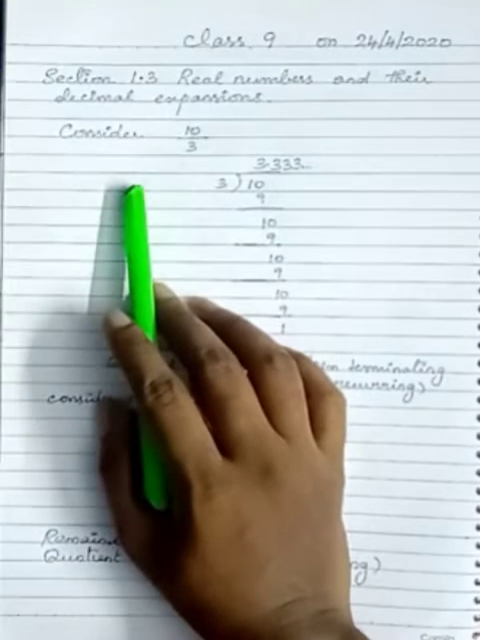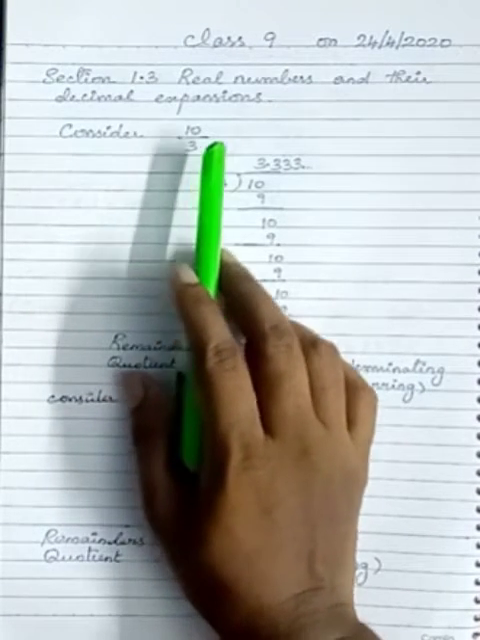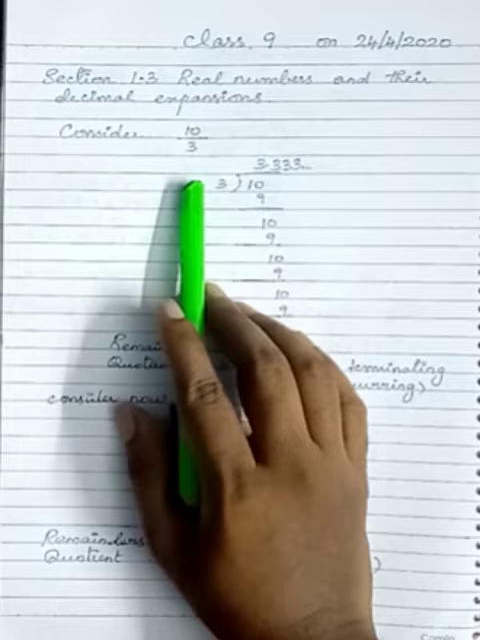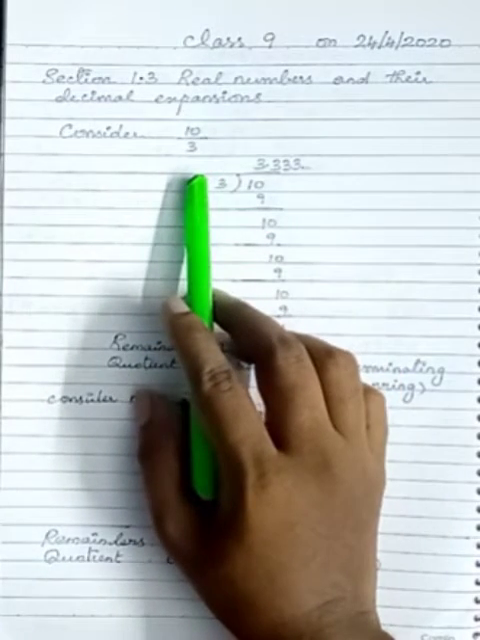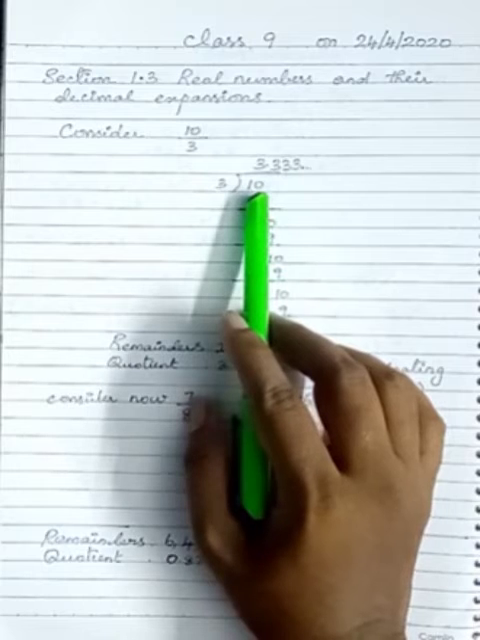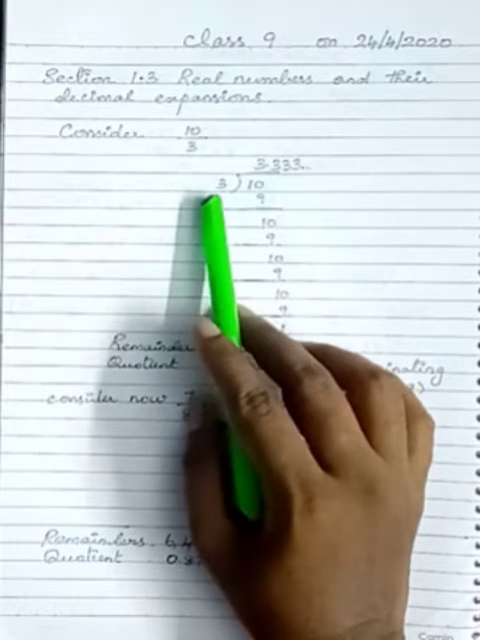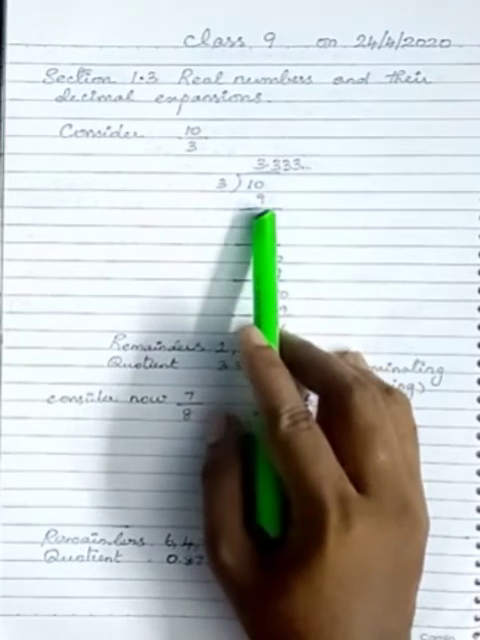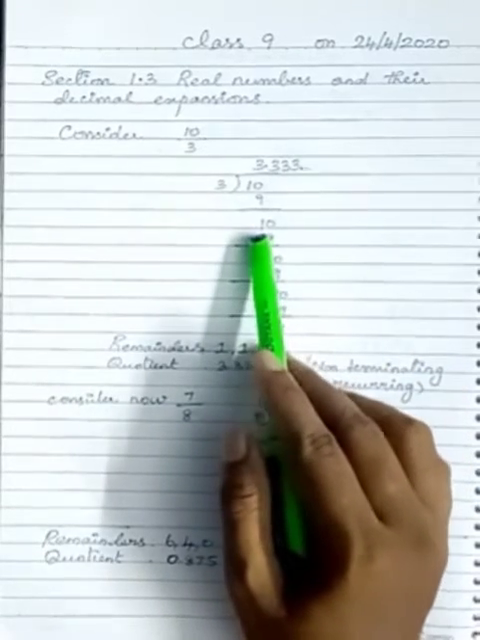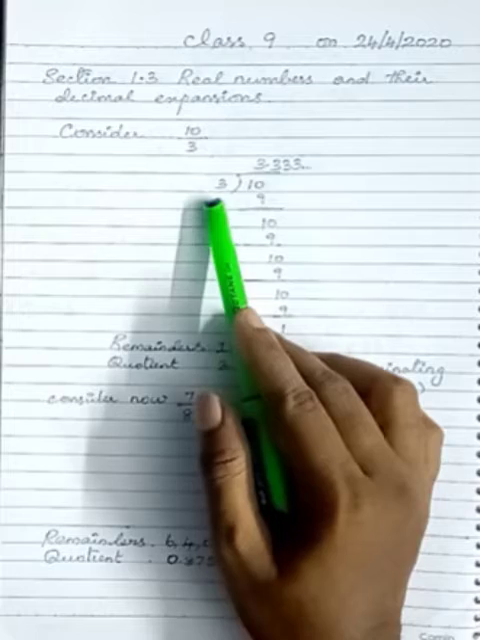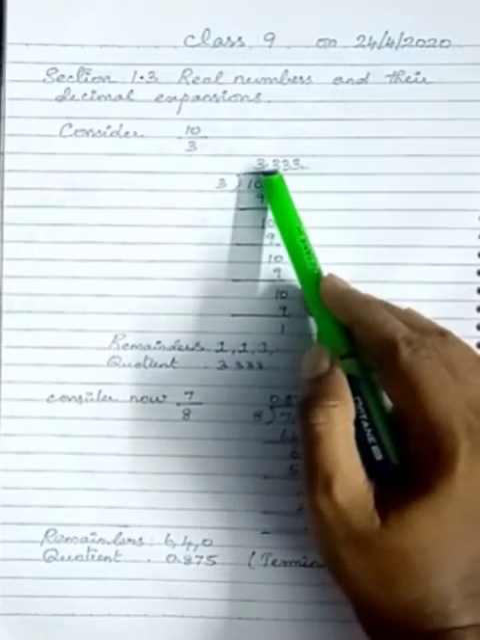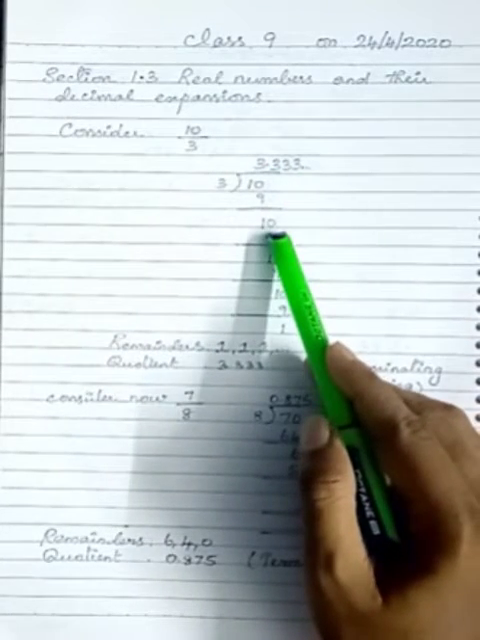For this, first we are considering a rational number 10 by 3. We are going to divide 10 by the divisor 3. So what happens when we divide by 3? 3 3s are 9. So 10 minus 9, the remainder is 1. Further, 1 is not divisible by 3. So we can put a decimal point here and add a 0 here.